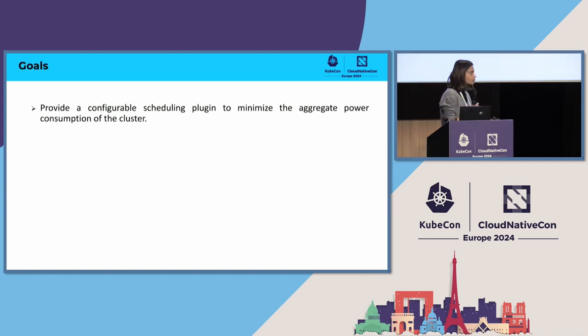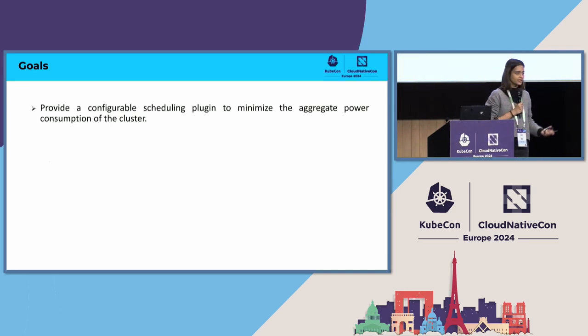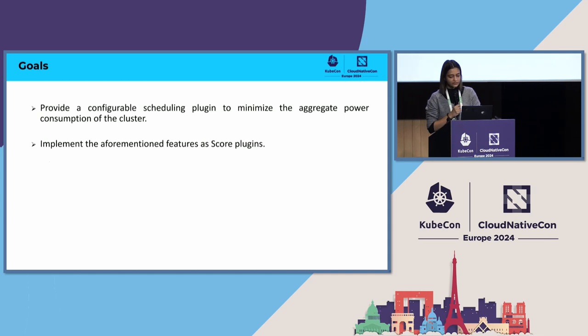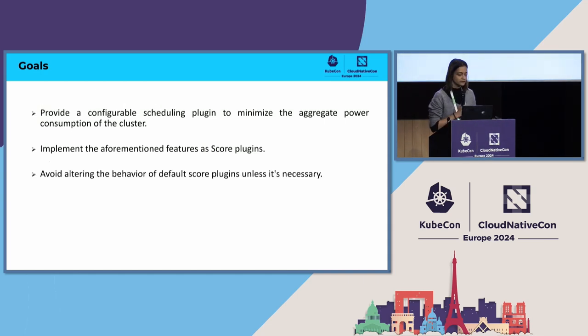So our goal was to come up with a configurable scheduling plugin that minimized the aggregate power consumption of the entire cluster. And we wanted to implement it as a score plugin while making sure that we are not altering the default scoring plugin of the Kubernetes framework.